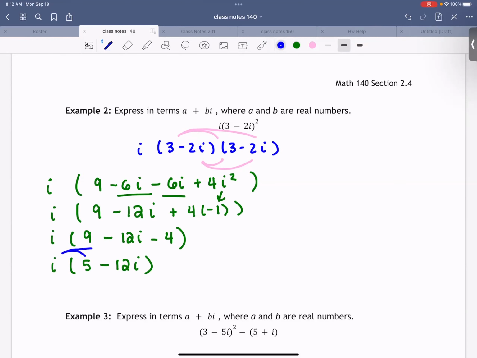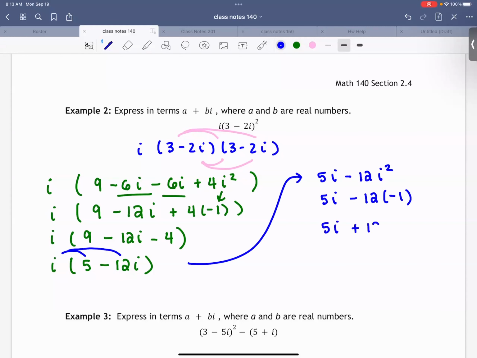So I'm going to take the i and multiply it by the 5, and move over here. 5i minus 12i squared. Okay. Now what can I do? Make it 12. Good, or write the i squared as a -1 because I always mess up, but good job there. So instead of writing i squared, write -1. Okay, so this becomes 5i plus 12.